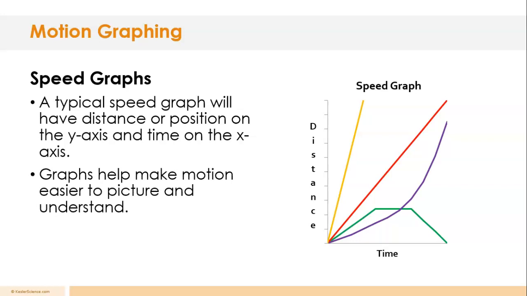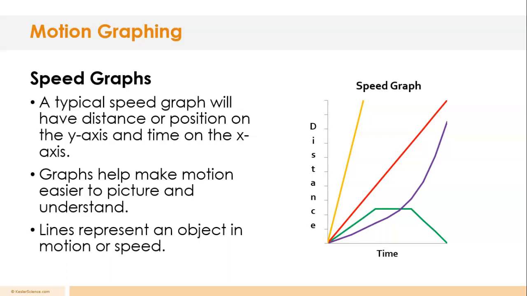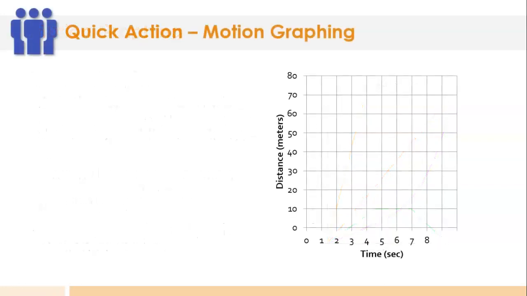As I mentioned a moment ago, graphs just make things easier for us to understand. We can look at lists and lists and lists of numbers, but it's much easier for our brains to really wrap themselves around a more visual depiction of that data. The lines that you see on the graph, specifically the colored lines in this particular graph on this screen, these lines represent the motion or movement of an object or the speed of an object.